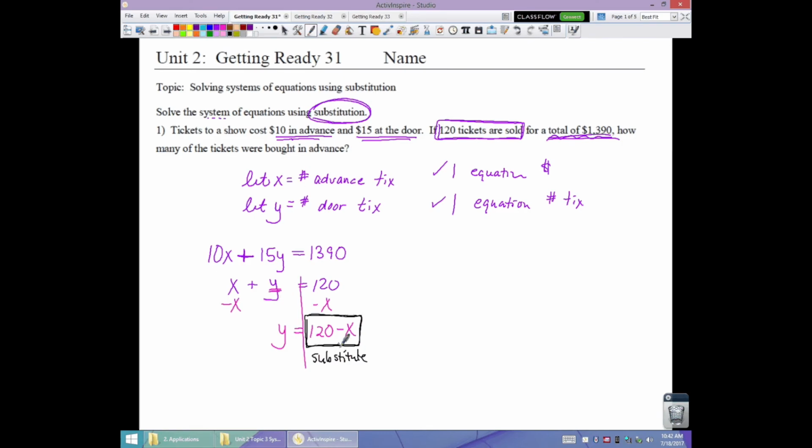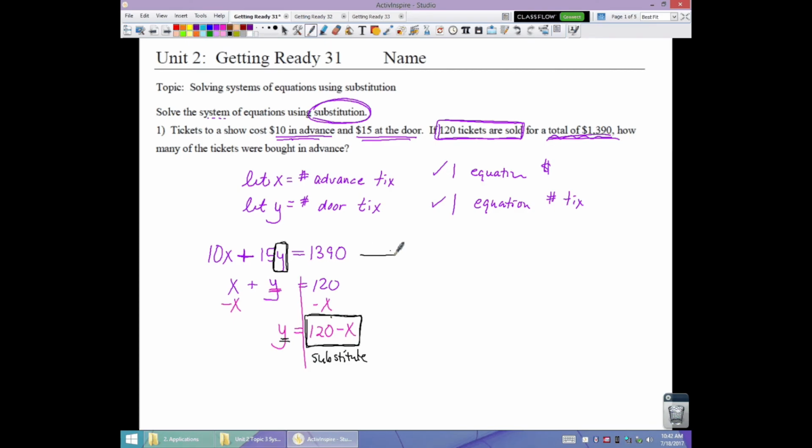We have to put it in the other equation. Since this box represents y, I'm going to go to the other equation and remove this y variable and replace it with this box. Because what I found out here in pink is y and the box are the same thing. They're equivalent. So wherever there's a y, I can replace it with this box.